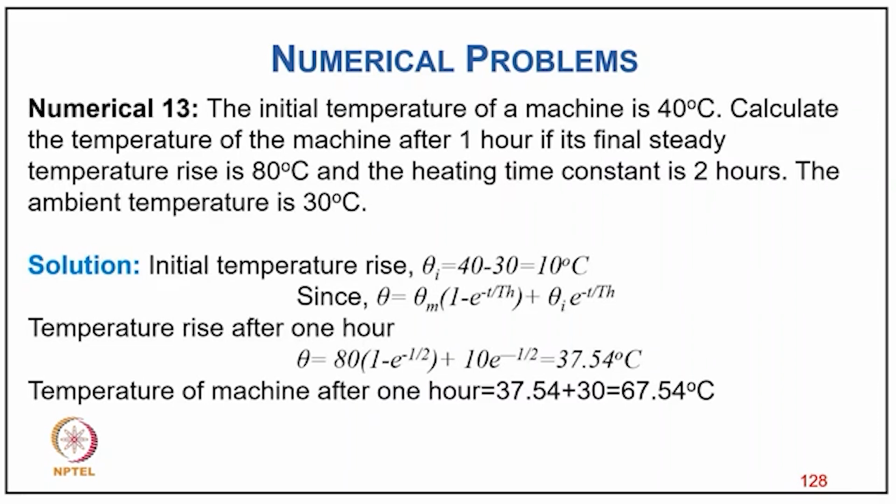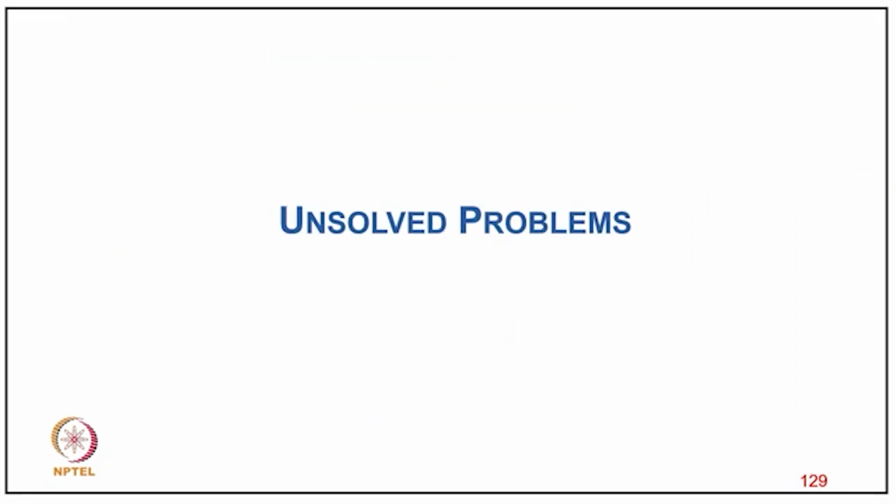The initial temperature rise is theta i equals 40 minus 30, that's 10 degrees, and since theta equals theta m (1 minus e to the power minus t upon tau h) plus theta i e to the power minus t upon tau h, the temperature rise after 1 hour is theta equals 80 (1 minus e to the power minus half) plus 10 e to the power minus half, which becomes 37.54 Celsius. So the temperature of the machine after 1 hour is 37.54 plus 30, that is 67.54 degrees Celsius.